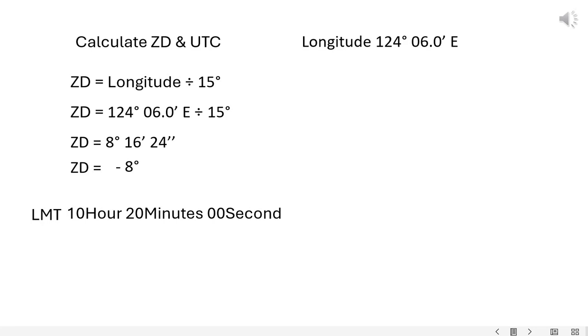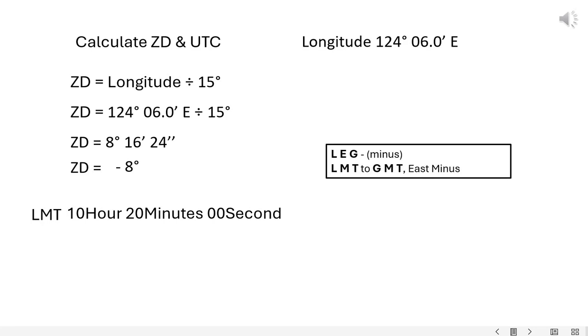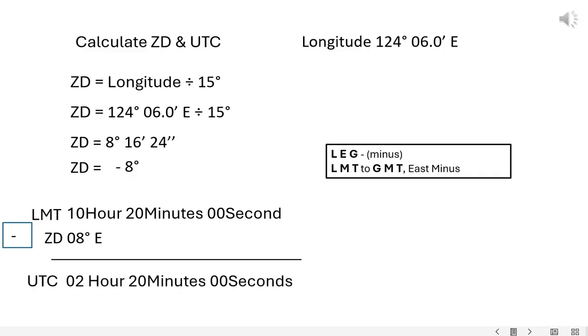Next, we convert local mean time to UTC. A simple memory aid is LEG, which stands for local mean time, East, Greenwich. This reminds us that when converting LMT to GMT or UTC, we subtract the zone description for locations east of Greenwich. Starting with the local mean time of 10 hours, 20 minutes, and 0 seconds, we subtract 8 hours. The result is 2 hours, 20 minutes, and 0 seconds. Therefore, the UTC is 2 hours, 20 minutes, and 0 seconds, on July 8, 2026.